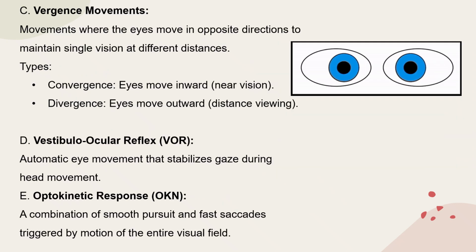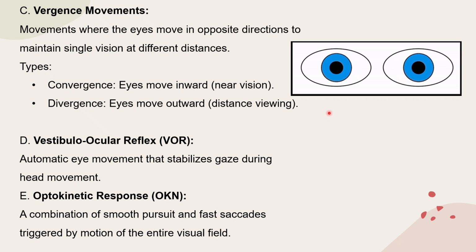Next is vergence. Vergence is the movement of the eye in opposite directions to maintain a single vision at different distances. These distances could be near or far. So, in convergence, eye moves inwards, that is near vision, and in divergence, eye moves outward. In this, we can see this is the convergence, and when eyes go away from each other, it is for the distance being of the object.